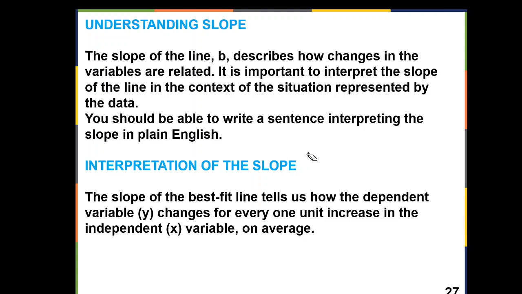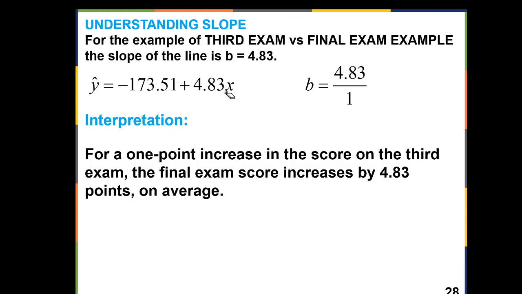So, interpretation of the slope. Well, you know how to interpret the slope, so I'm going to go to the example that we found. Remember, this was the equation for the third exam versus the final exam. We found the line that goes through all the points. So this right here is the slope, which we put a 1 under. It says that for every 1 point that the average on the third exam goes up, the average on the final goes up 4 units. 1, 2, 3, 4.